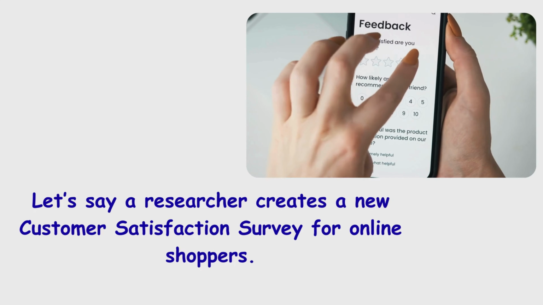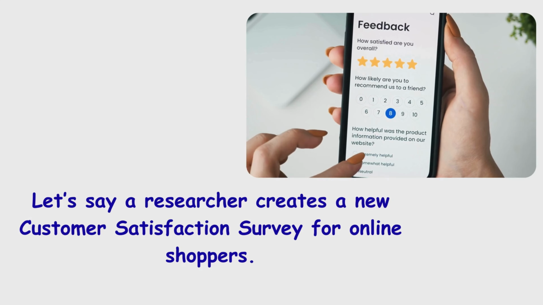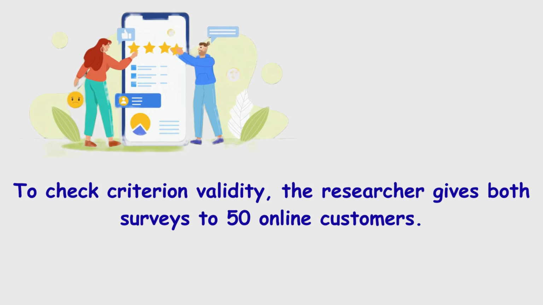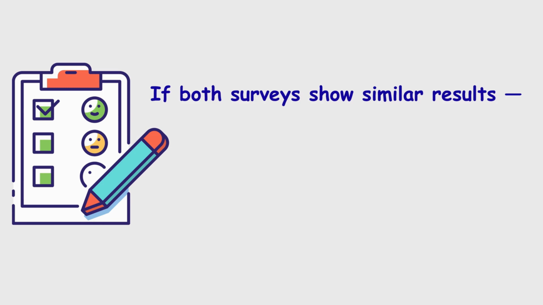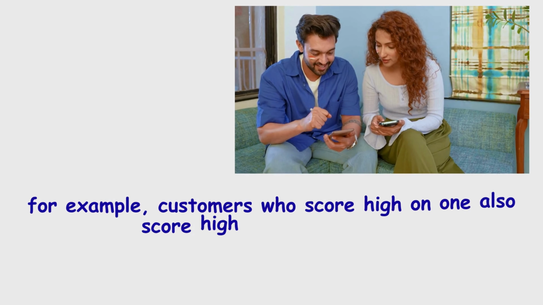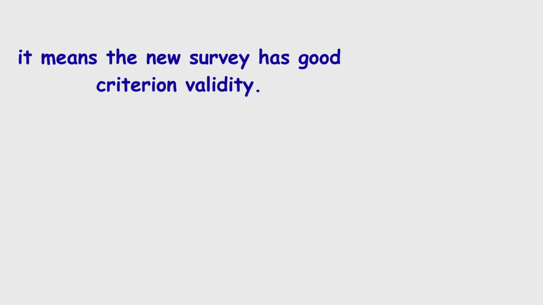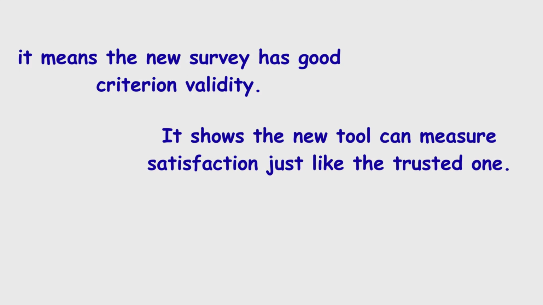Let's say a researcher creates a new customer satisfaction survey for online shoppers. There's already a trusted survey called the Standard Customer Experience Index. To check criterion validity, the researcher gives both surveys to 50 online customers. If both surveys show similar results, for example, customers who score high on one also score high on the other, it means the new survey has good criterion validity. It shows the new tool can measure satisfaction just like the trusted one.